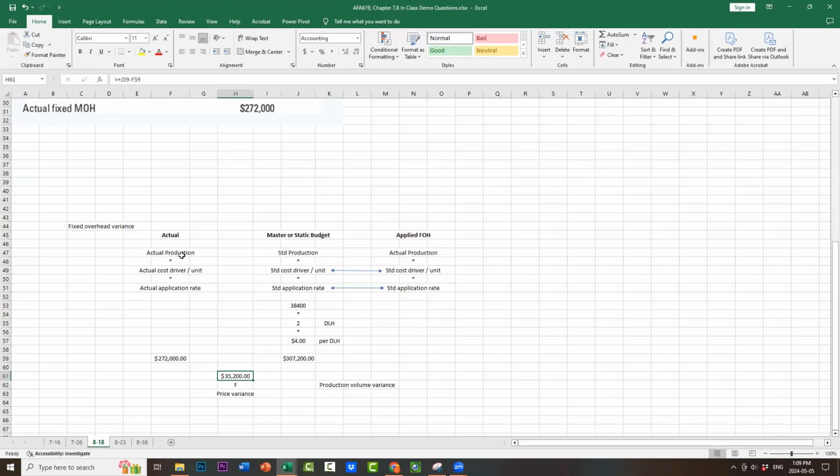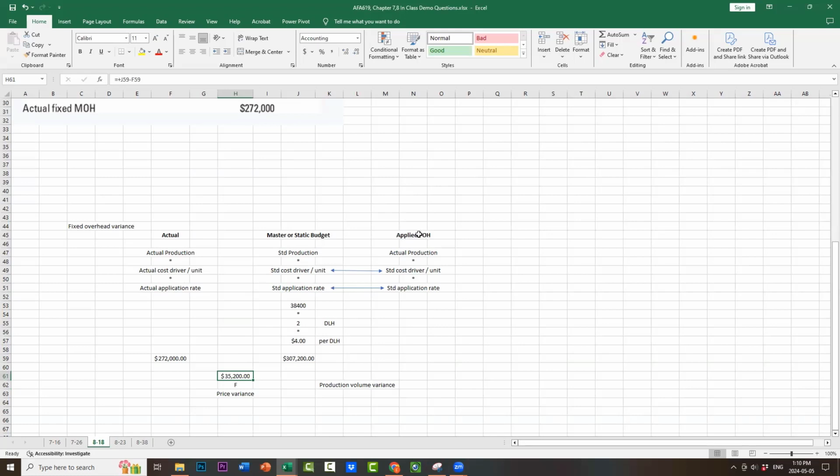We do not change this for the level of activity, right? We do not look at actual production and compare it to standard production. Why not? Because we don't care. Fixed overhead does not change within the relevant range. So the only way it can be different is if we spent more or we spent less. In this case, we spent less. All right, so now let's look at the applied fixed overhead.